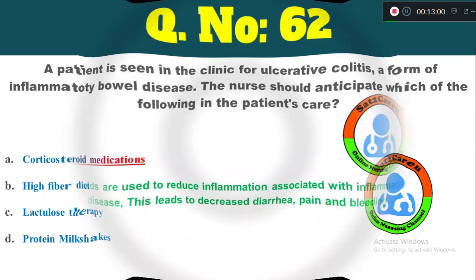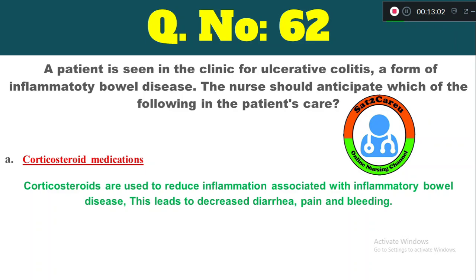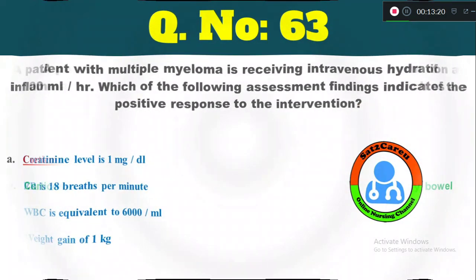So the nurse should anticipate which therapy can be initiated by the physician for a client with ulcerative colitis. The right answer is that the nurse can anticipate the use of corticosteroid medications. These corticosteroids are used to reduce the inflammation associated with inflammatory bowel disease, which can lead to decreased diarrhea, pain, and bleeding.